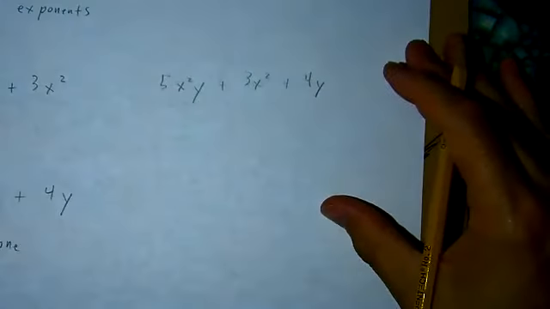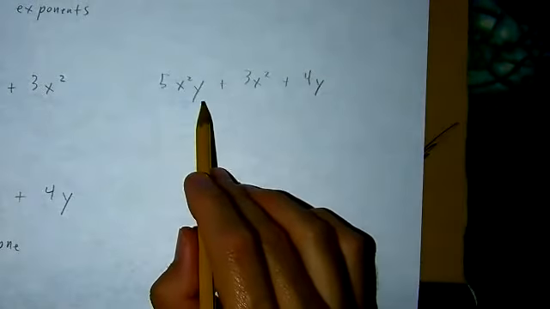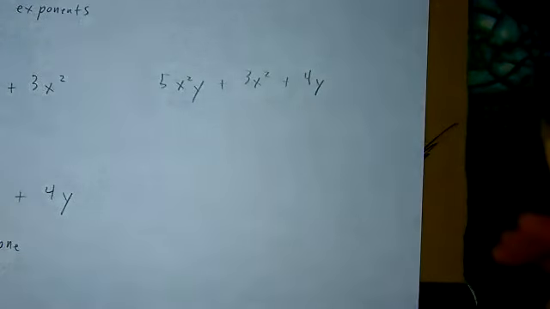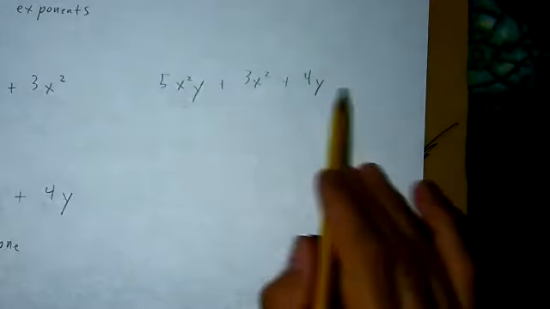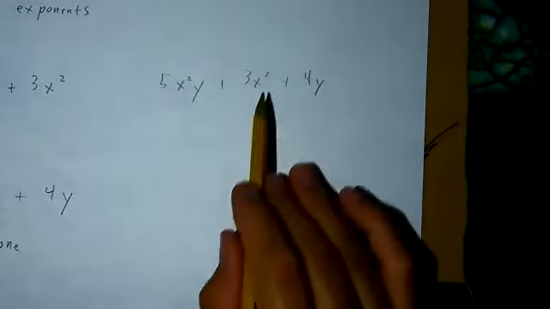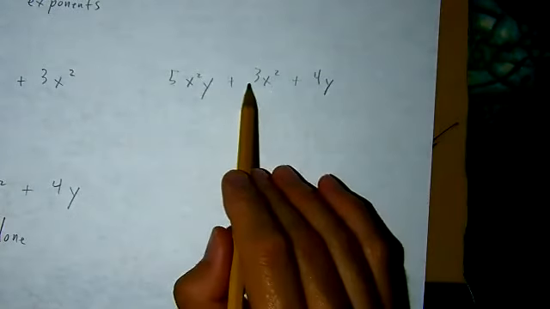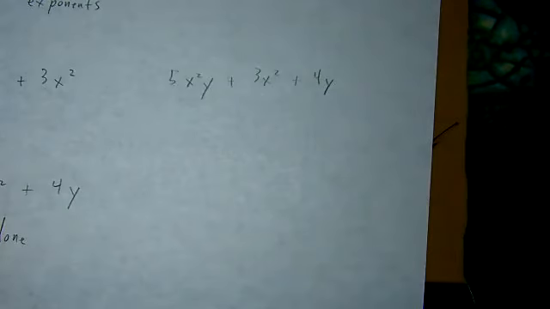So let's say you had this long expression: 5x squared y plus 3x squared plus 4y. Well, it seems like everything's the same. You've got x squared y here, you've got x squared here, you've got y here. So it seems like people could just add 5 plus 3 plus 4 and get 12, and then put x squared y and it would be fine.